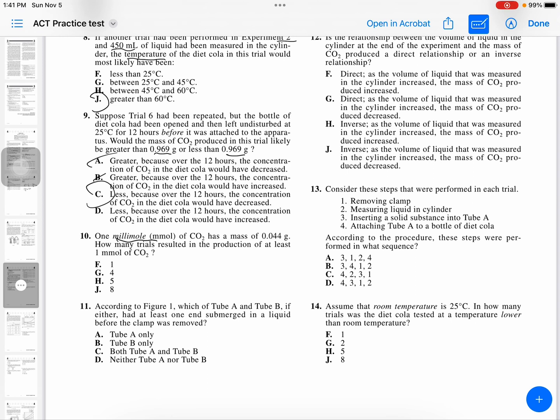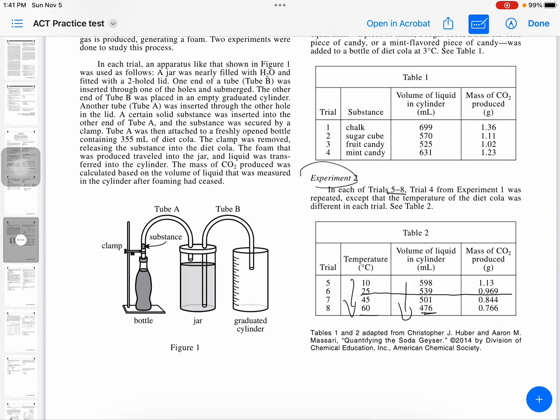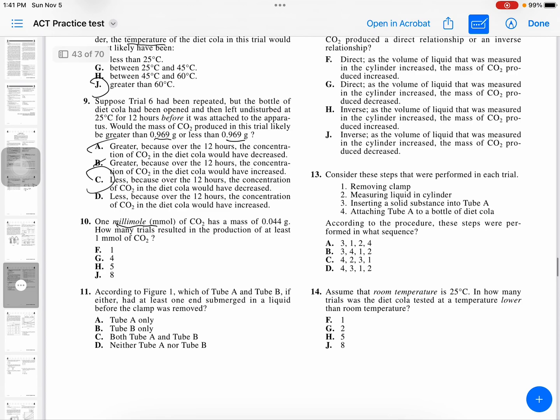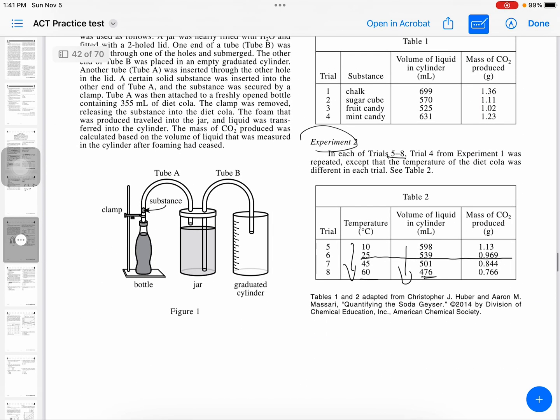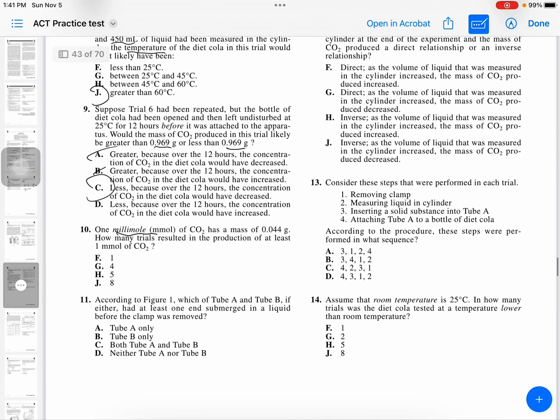1 millimole of CO2 has a mass of 0.044 grams. How many trials resulted in the production of at least 1 millimole of CO2? 0.044 grams. How many trials resulted in the production of more than? Well, all of them, right? So that's 1, 2, 3, 4, 5, 6, 7, 8. Yeah, that seems like almost a trick question.